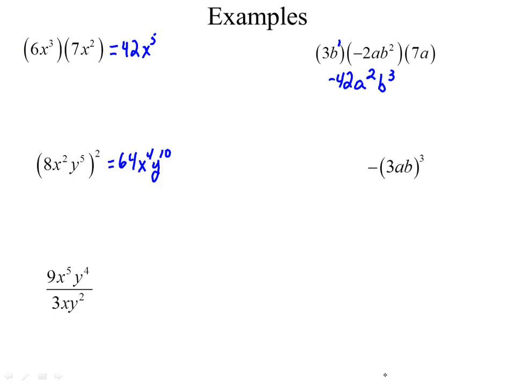Alright, the one on the right, that negative sign is going to stay outside. And so you're going to cube everything on the inside. So 3 cubed is going to be 27. A cubed is A cubed, and B cubed is B cubed.